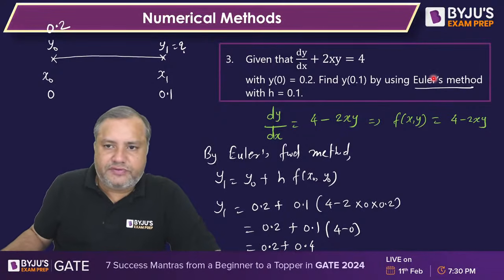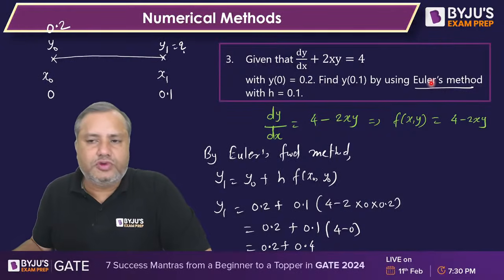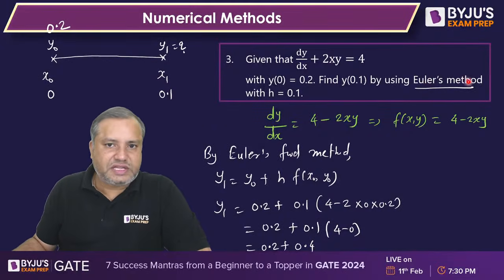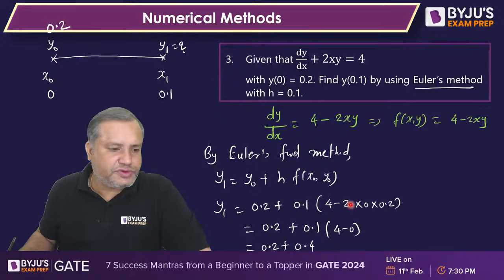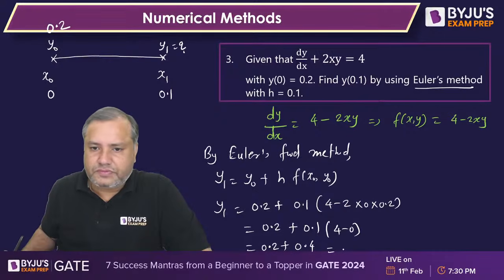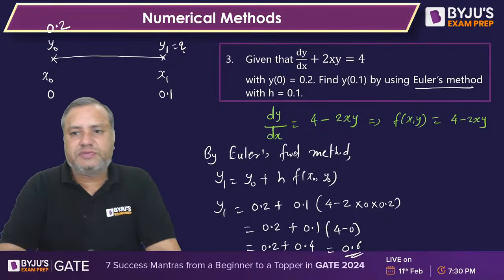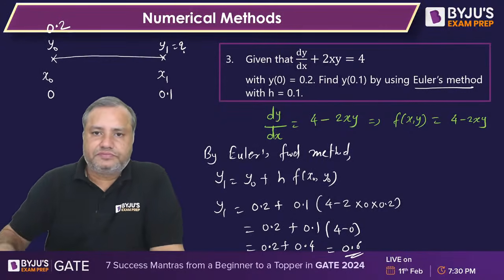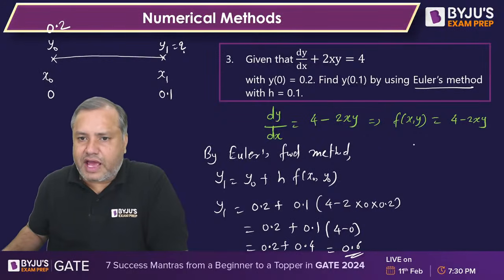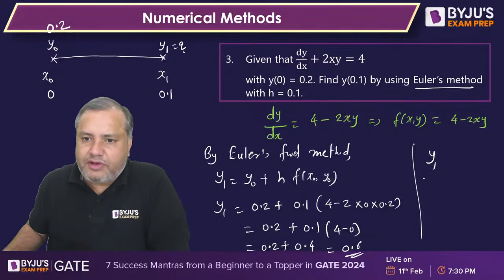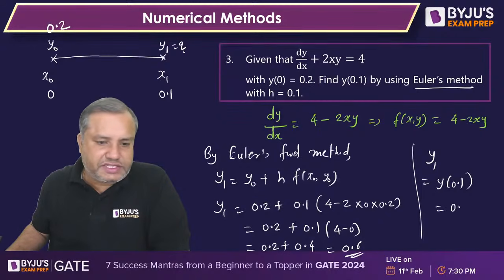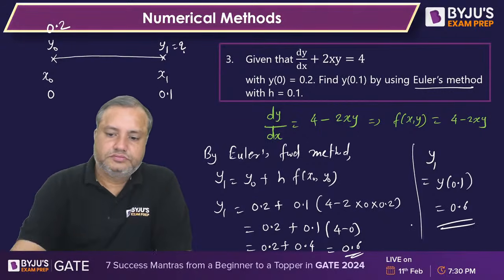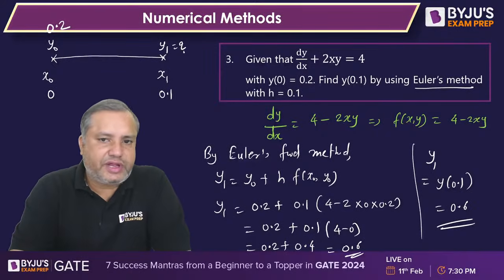If nothing is mentioned, by default follow Euler's forward method. Nothing is mentioned, they just mentioned Euler's method, so you should follow the forward method. All fine. y1 means y at 0.1, and which is 0.6. Great. Let's move to the next.